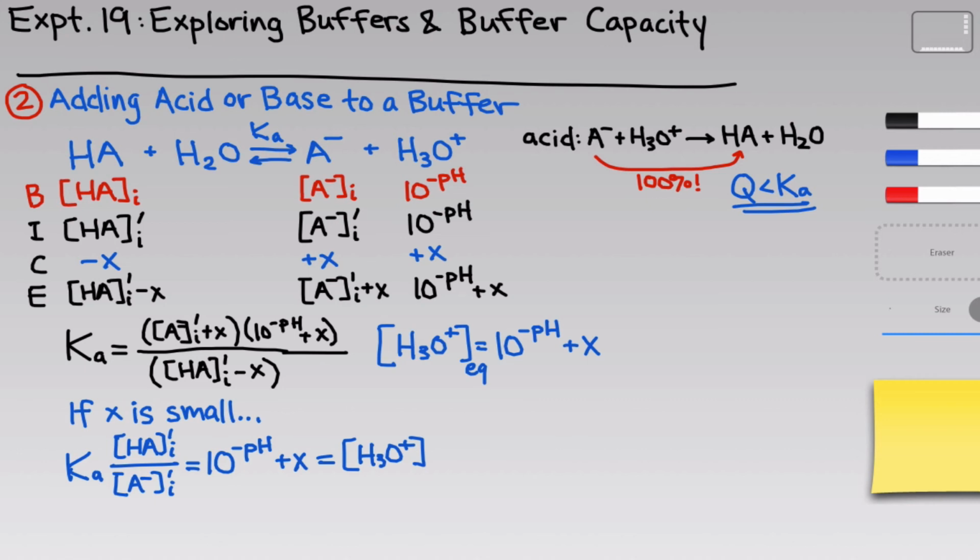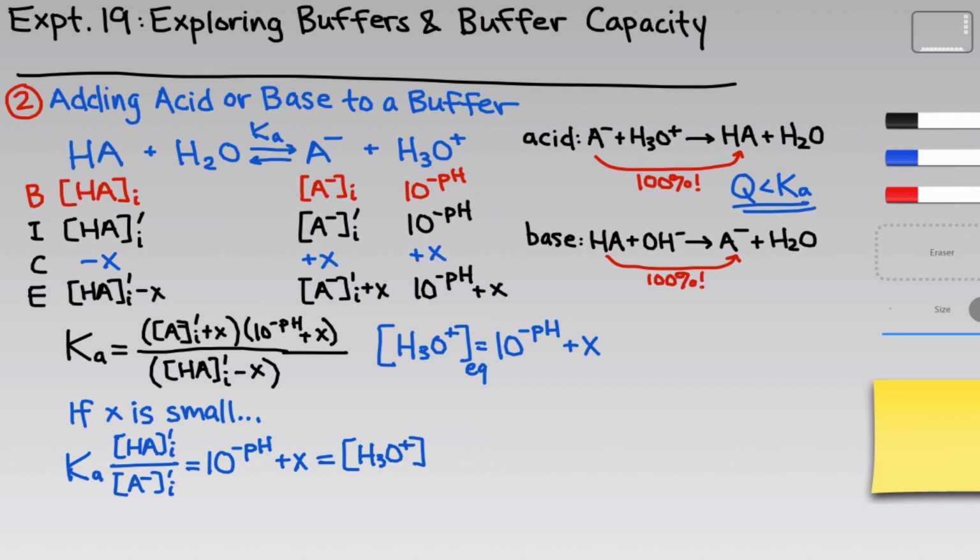And this all hinges, as it did in our first calculation of buffer pH, on the fact that x is small, so that we can neglect the contribution of x to the equilibrium concentrations for HA and A minus. For adding base to a buffer, the situation is analogous, except we're going in the opposite direction in terms of this complete reaction. So HA now is being consumed through reaction with the added base. This is a 100% complete reaction. So all of the hydroxide reacts completely with HA to form A minus.